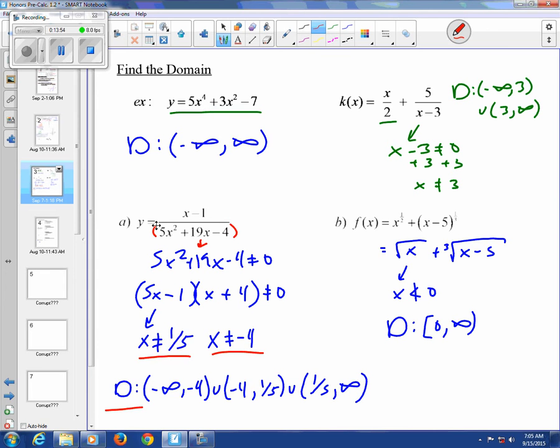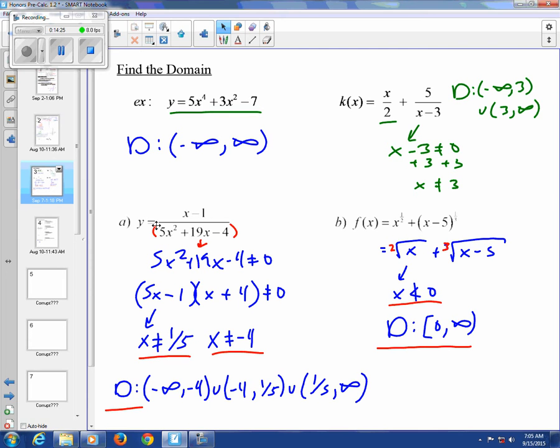Right here, what we can do is see that we have an even root, the square root, and we have a cubed root, an odd root. We don't care if we have a negative under an odd root. Our function can process a negative under an odd root. It cannot process a negative under an even root. So the only restriction we have to worry about here is x being less than 0, which gives us a domain of 0 to positive infinity. So that would be the two domains for these guys.